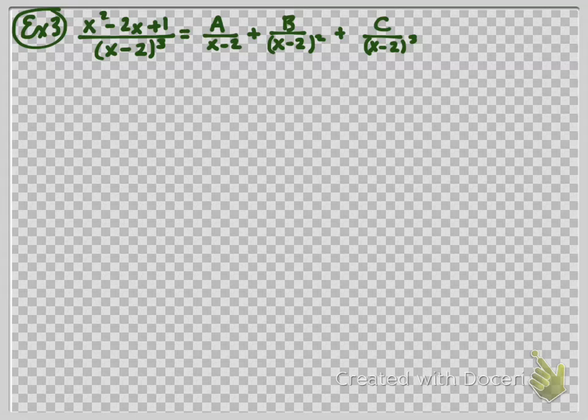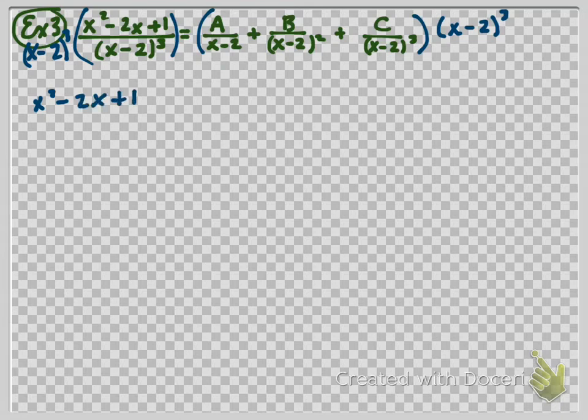So we play the same game. What would I multiply by to get rid of the denominator on the left? I'm going to multiply through by x minus 2 cubed. If I do that on that side, I have to do it on the right side. And when I do, I get x squared minus 2x plus 1 equals x minus 2 squared.